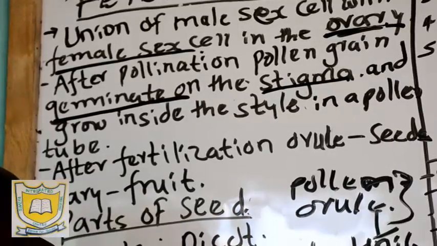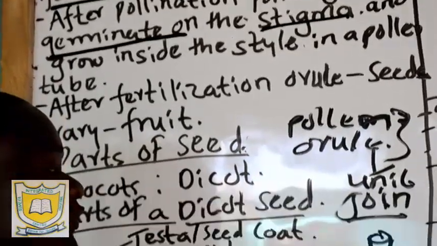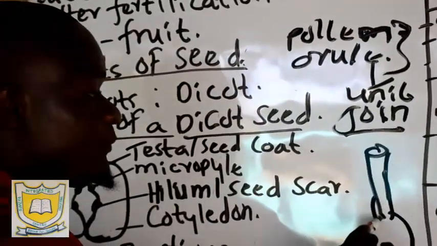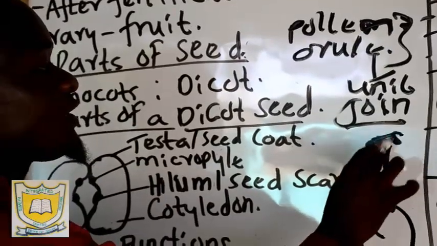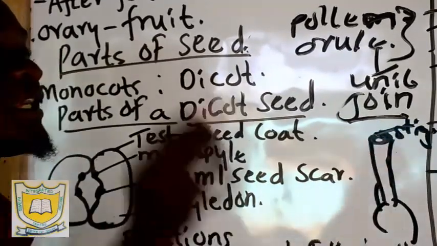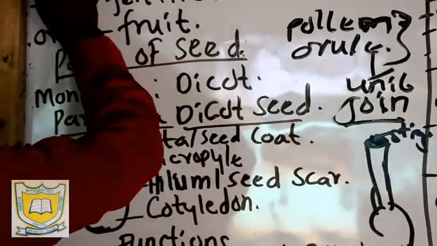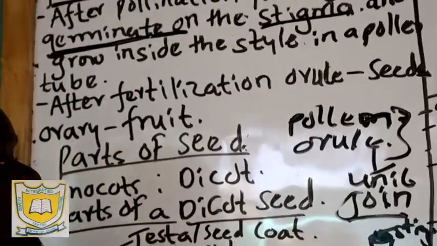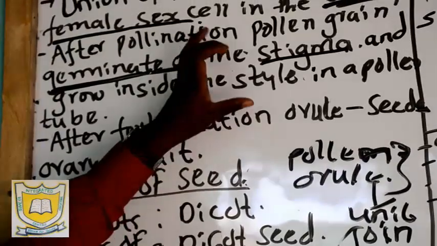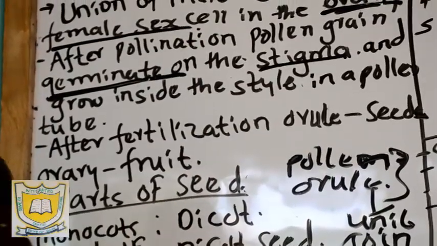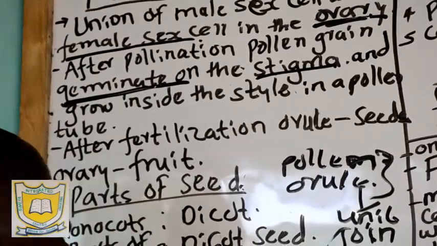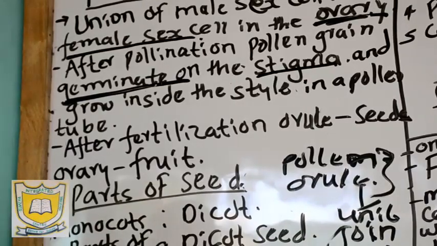Now we discussed the flower, that is the flower part. This is the female part. Now this part here is what we call the stigma. After the pollen grain lands at the stigma, there is what we call germination. They germinate. Now they germinate to form what? They germinate to form what we call a pollen tube. The pollen grain germinates to form a pollen tube.